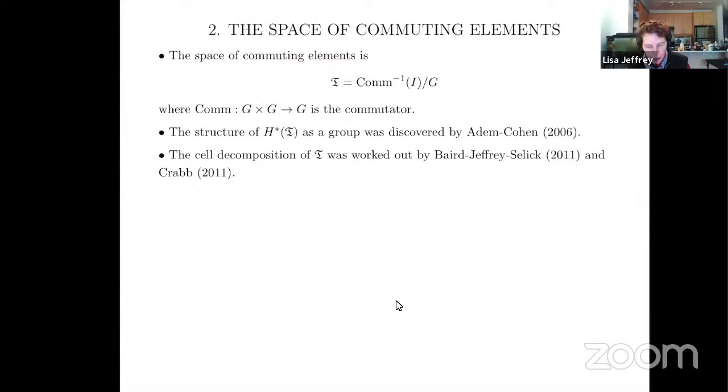So the space of commuting two-tuples is just the preimage under the commutator map of the identity element, quotiented by G. The structure of this as a group was discovered by Adem and Cohen. And the cell decomposition of this space was worked out by myself and Tom Baird and Paul Selick, and also independently by Michael Crabb.